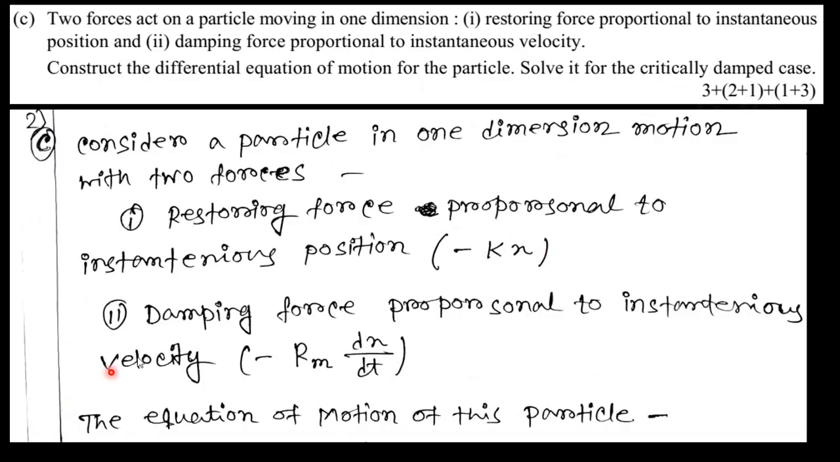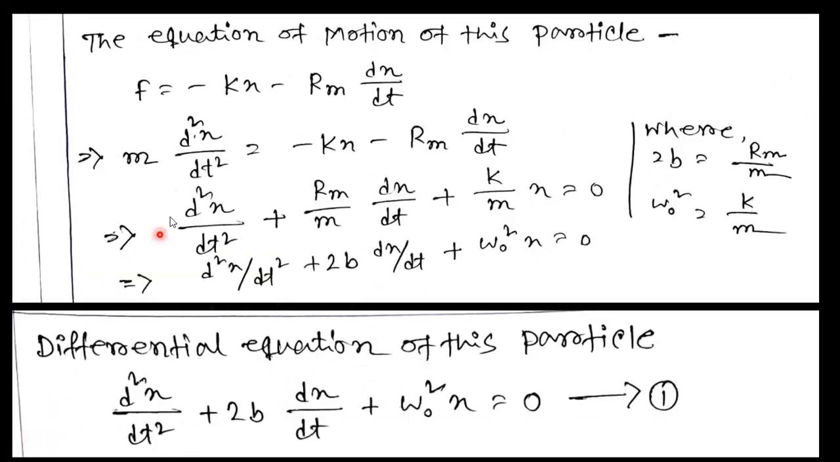Next one. Two forces act on a particle moving in one dimension: a restoring force proportional to the instantaneous position and a damping force proportional to the instantaneous velocity. Construct the differential equation of motion of the particle. Solve the critically damped case. The restoring force is minus kx, proportional to the instantaneous displacement, and the damping force is proportional to the velocity dx/dt. So the equation of motion is force equals mass times acceleration, and rearranging it we get this.